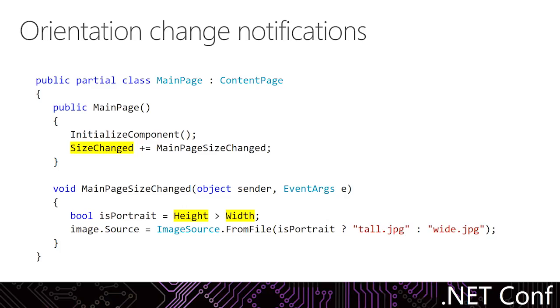And the great news is we're going to go back to that size change event notification, and we can very easily detect the orientation by subscribing to the size change event by checking those width and height properties. And you can see here, for example, we're just checking, is it portrait? Is the height greater than the width? And then we're changing the content of an image based on the orientation. And so this is a runtime check, and it's actually fairly simple here.